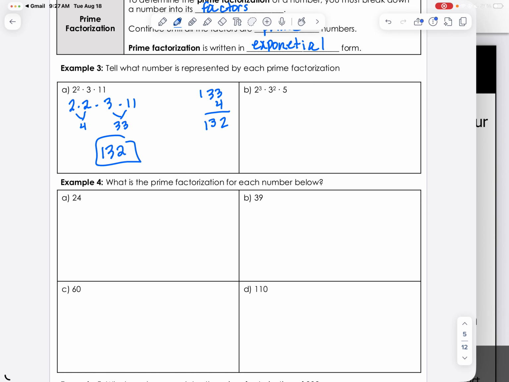All right, in problem B, we have 2 cubed times 3 squared times 5. So 2 cubed would be 2 times 2 times 2. 3 squared would be 3 times 3 times 5. So 2 times 2 is 4. 4 times 2 is 8. So all of this is 8. 3 times 3 is 9. And then we have 5. So this would be 72 times 5.